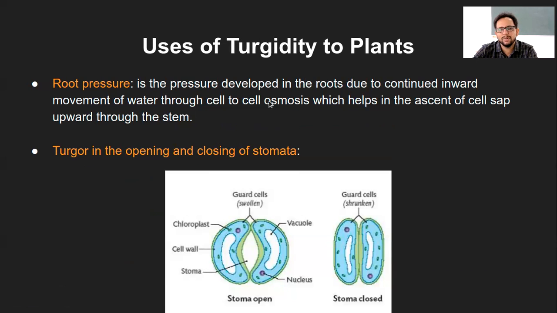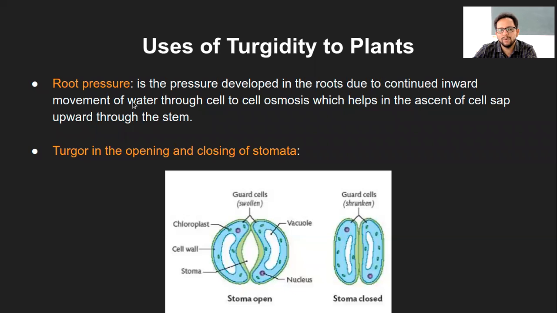And the definition of root pressure: the pressure developed in the roots due to the continued inward movement of water in the root, through cell to cell osmosis, which helps in the ascent of the cell sap upward through the stem. This ascent means the upward movement of the cell sap through the stem.